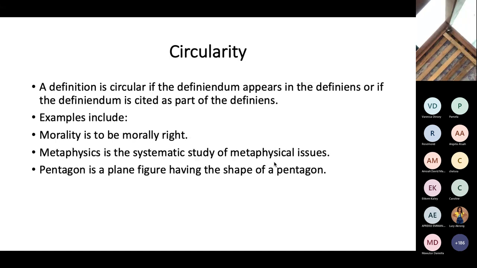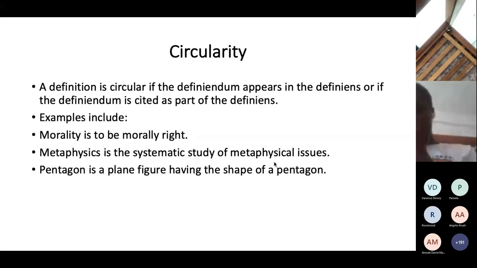Examples: morality is to be morally right. So this is a circular definition. It doesn't tell you anything fresh, or anything that is new. Morality is defined as being morally right. Now, when you present this to someone who doesn't know about morality or being moral, the person will still ask the question, what is moral? What does it mean to be moral? So that shows you that circular definitions don't achieve the aim of definitions.